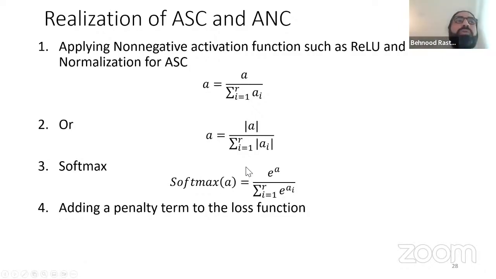You can also add a penalty term to the loss function, but it affects the convergence a little bit, and the efficiency of the method, and also the stability of the training process. So it is not usually recommended.